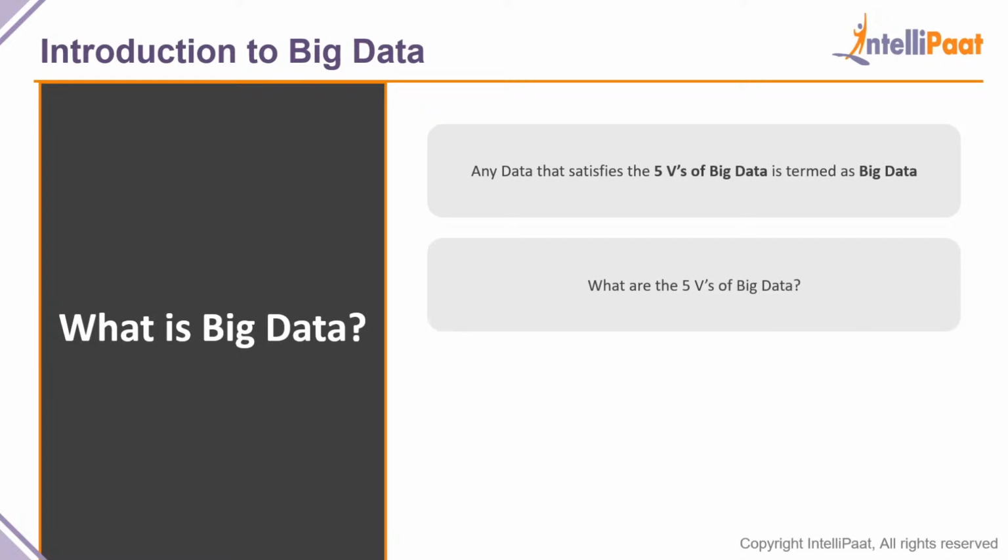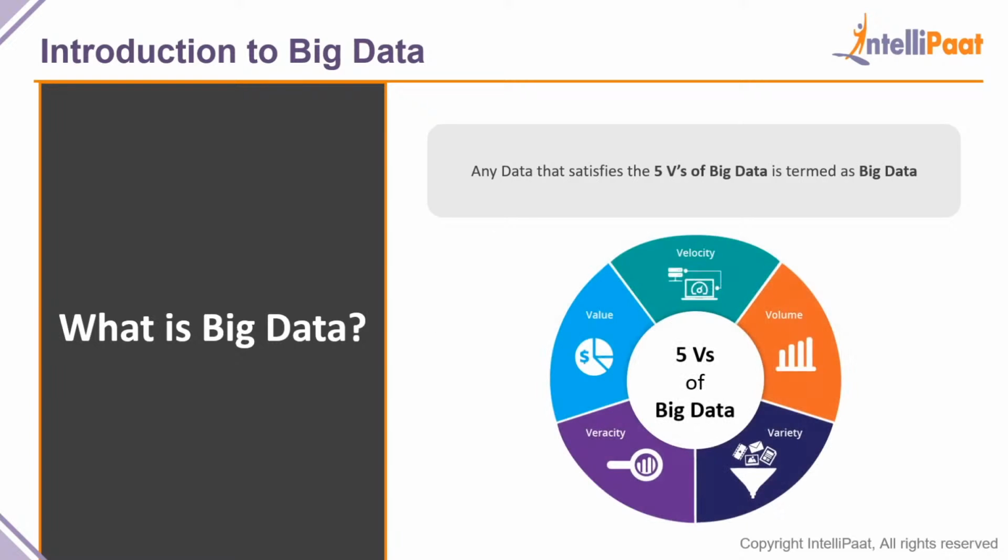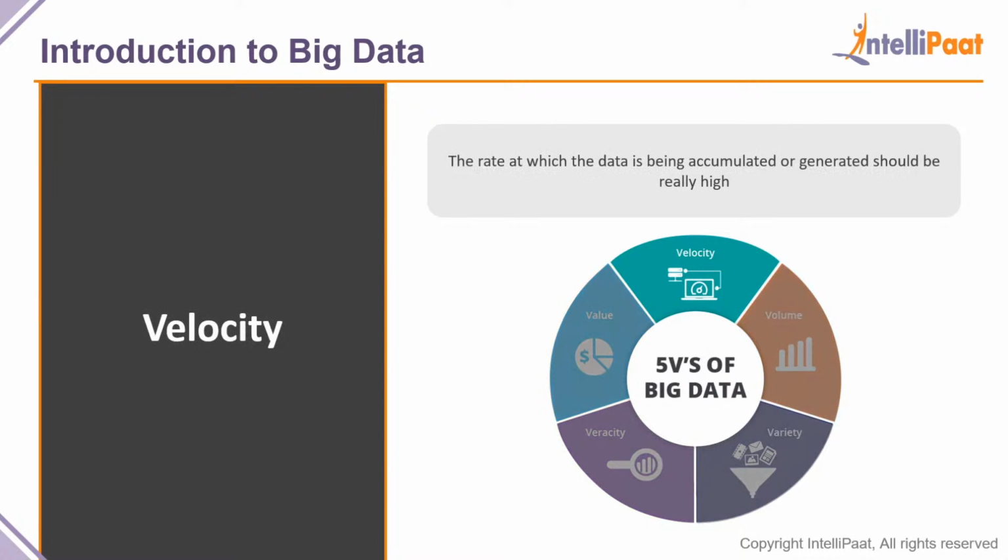So, what are the five V's of big data? These are the five V's of big data: velocity, volume, variety, veracity, value. Let us go through them one by one. Velocity, the rate at which the data is being accumulated or generated should be really high, right? So, say for instance, you're working for an organization where data is coming in real time, say per minute or per hour, per second, in that sort.